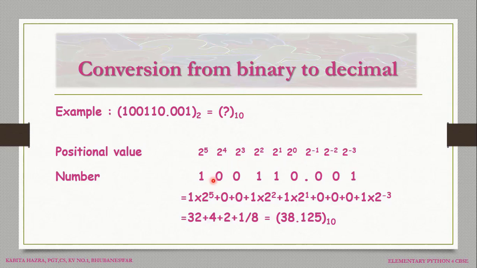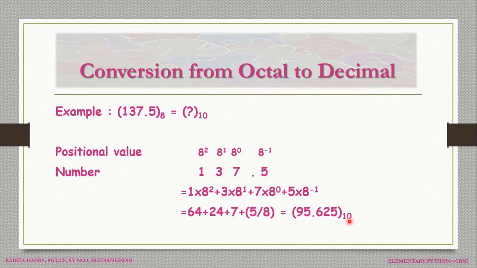Since we know that 0 multiplied by anything is 0, we will neglect this and find the sum of the products of the digits having the value 1. So we get 1 into 2 power 5 plus 1 into 2 power 2 plus 1 into 2 power 1 plus 1 into 2 power minus 3. So this is 32 plus 4 plus 2 plus 1 by 8, which is 38.125. So 100110.001 in binary is 38.125 in decimal.